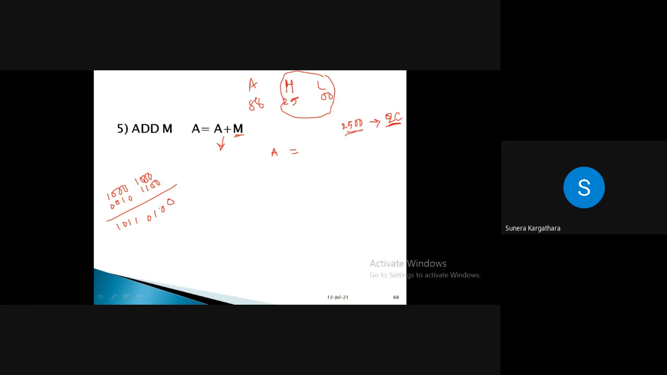0 plus 1 is 1, 1 plus 1 is 0, and 1 is carry. So 1 here, 1 0 1. So what is the answer here, Ritesh? This is 4 and this is 1011, which is B. Okay, so B4 is the answer.